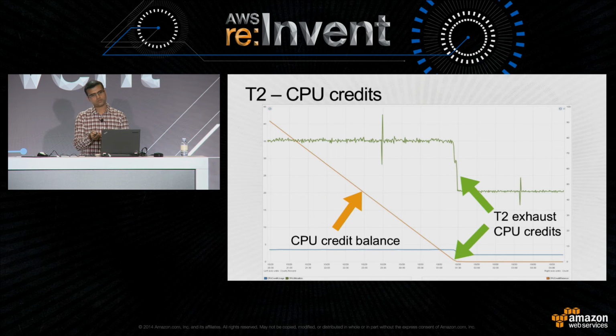And you can also see how your credits are being exhausted using CloudWatch. In this particular case, the orange line displays the depletion of credits as time goes by. And once all of your credits are depleted, your CPU usage drops, as seen in the graph.